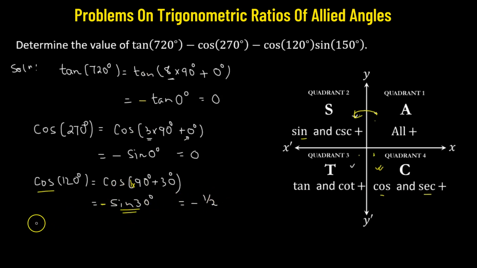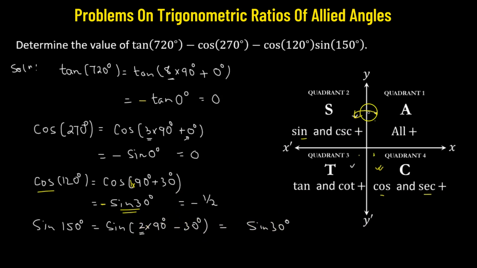And coming to the final value, we have sine 150 degrees. We can express that as 2 times 90 degrees, which corresponds to 180 minus 30 degrees. So we have 2 times 90 minus 30 degrees. And we know that 2 is an even multiple of 90 degrees, so sine must remain as sine. We're going to get sine 30 degrees.